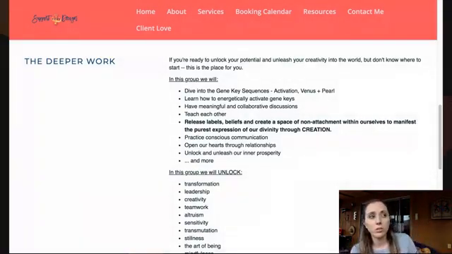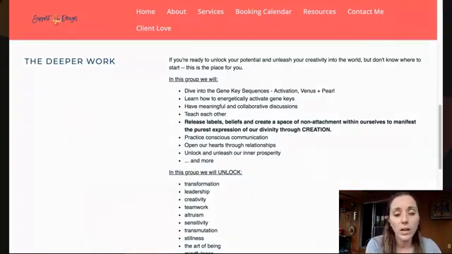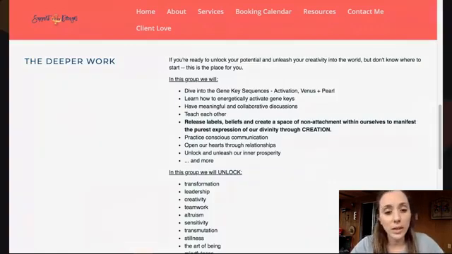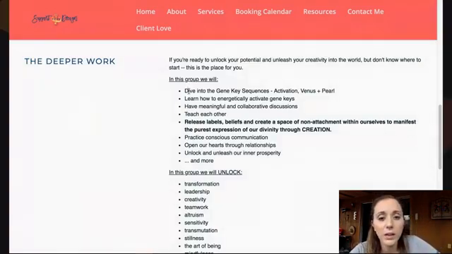So what I want to do in this group is give you guys more direction, and we're going to talk it out. It's for those of you who want more discussion, who want more feedback, who want more direction. And so we're going to dive into the Gene Key sequences. We're not going to talk about Gene Keys all the time, because it's a tool in the toolbox. It's a way, it's not the way.